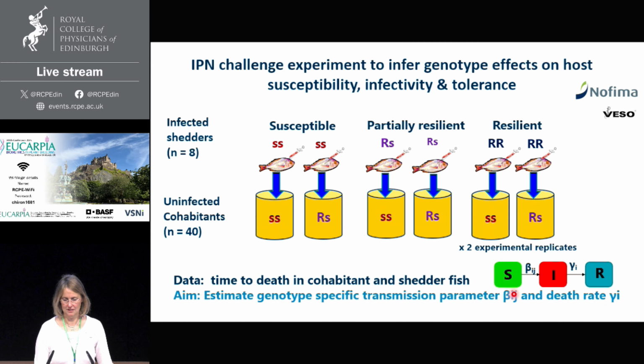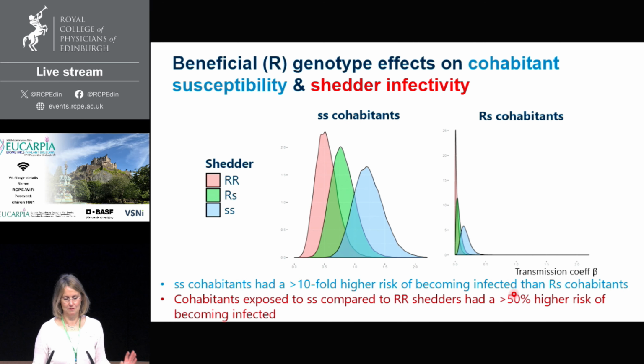So, yeah, and this is what we found. Bear with me. What you see here in the graph is the posterior distribution for the genotypic effects on the transmission, the infection rate. You see a left graph and a right graph. The difference is that on the left we are looking at the transmission rate in the tanks of the susceptible cohabitants, and on the right at the transmission rates in the tanks consisting of individuals with the resilience allele.